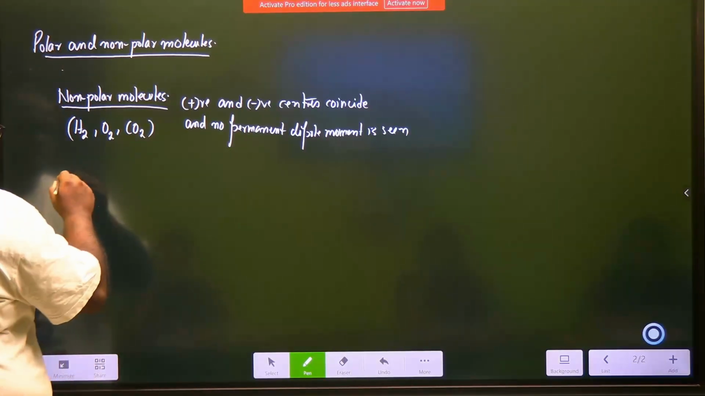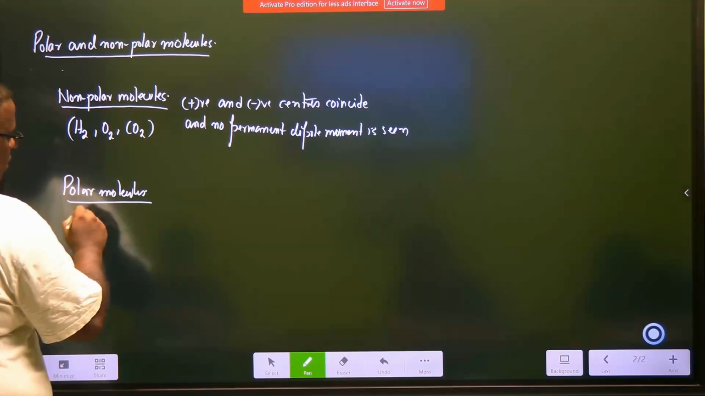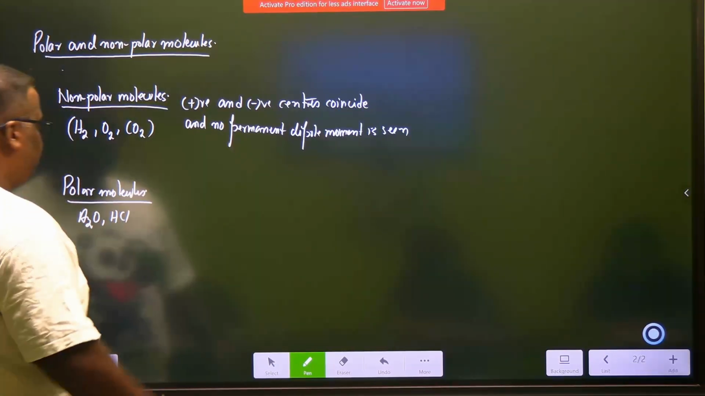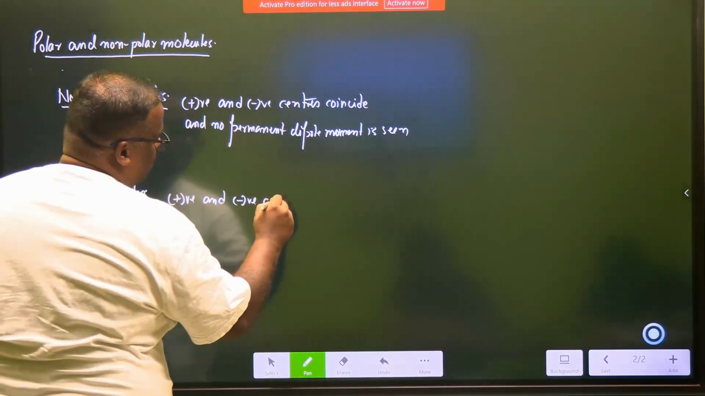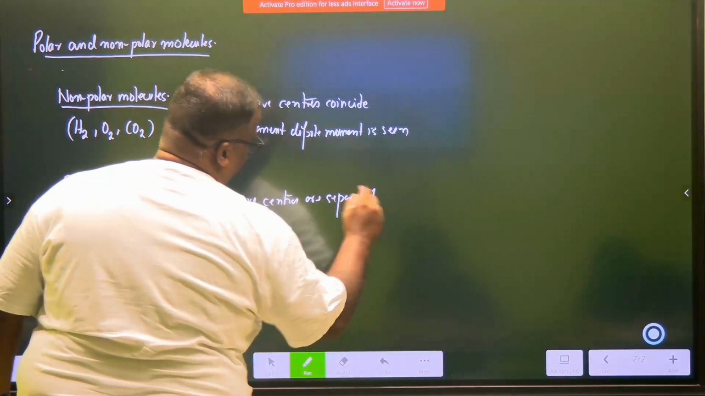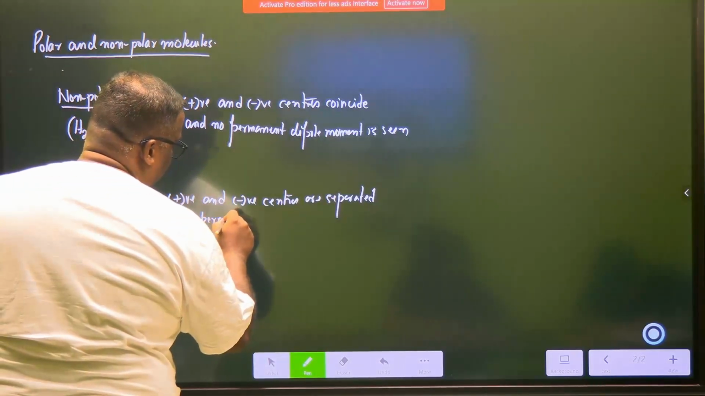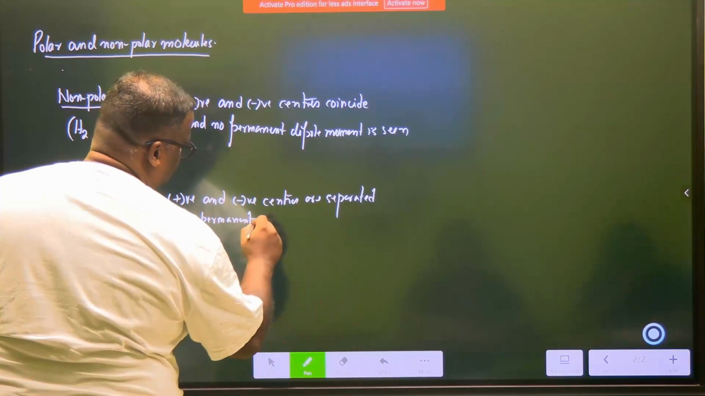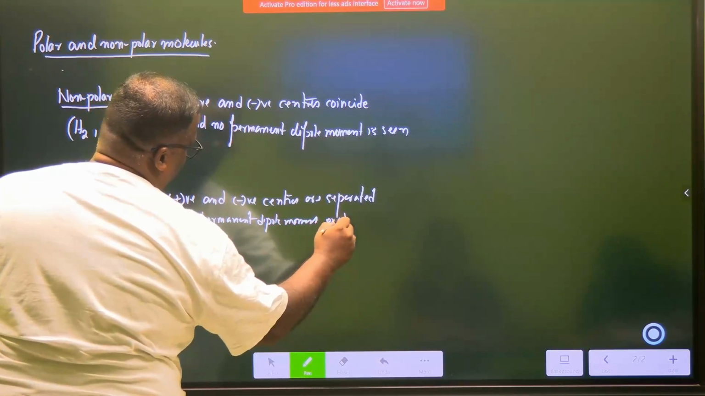Whereas if you see polar molecules, who are our polar molecules? Water, HCl, these are all polar molecules. Positive and negative centers are separated, and permanent dipole moment exists. Permanent dipole moment exists. So our story starts.